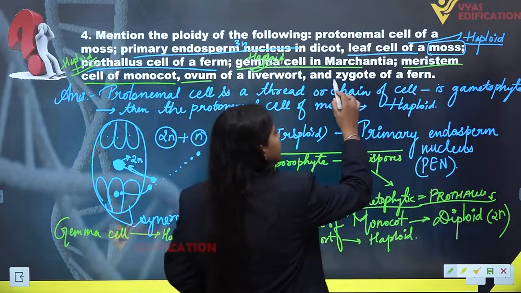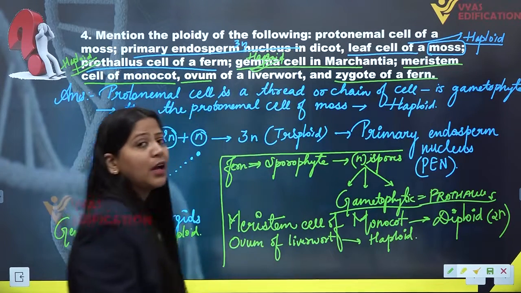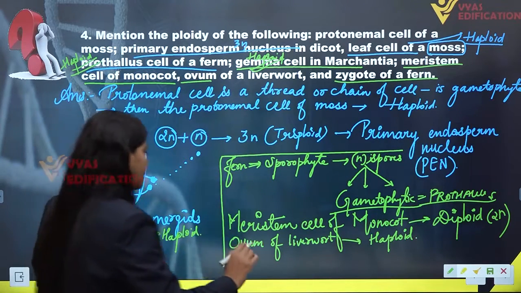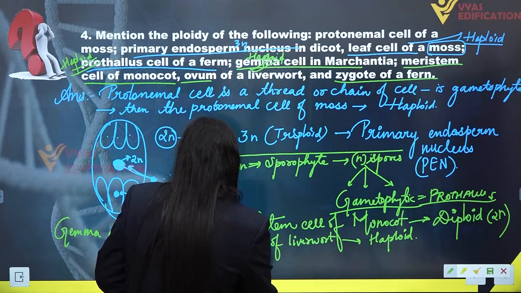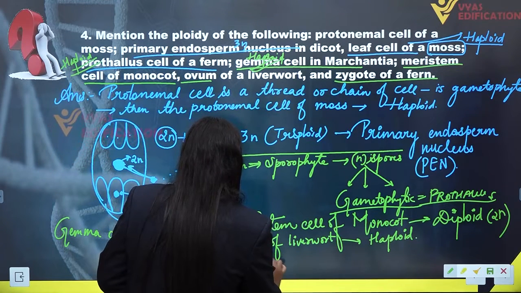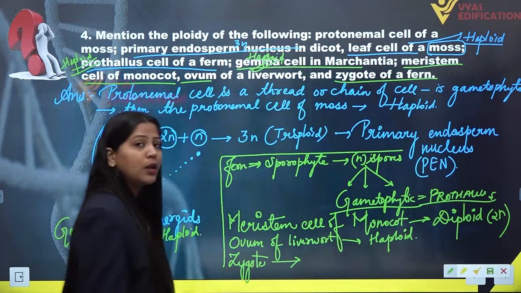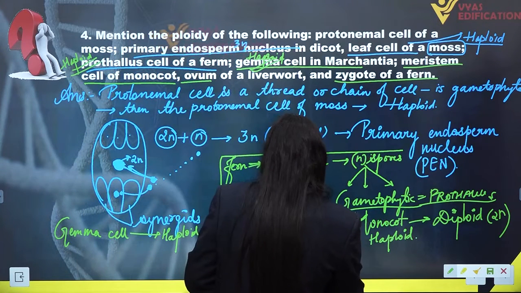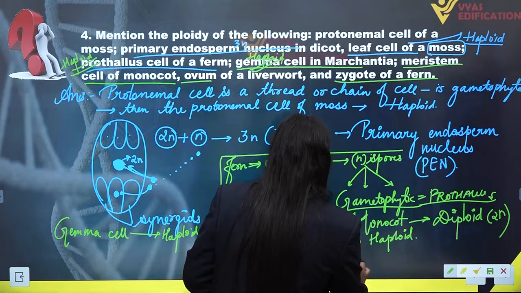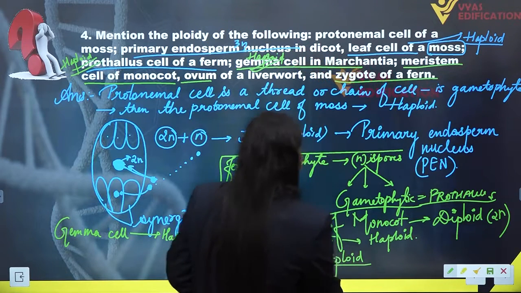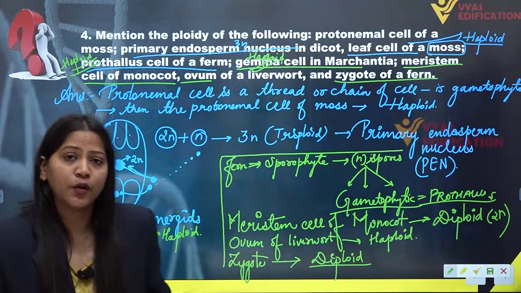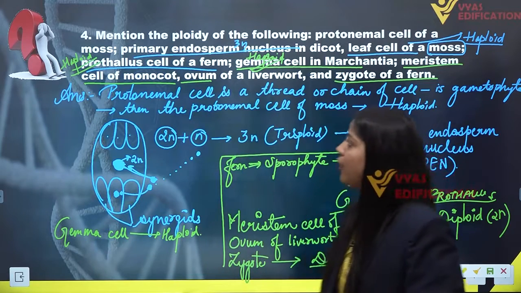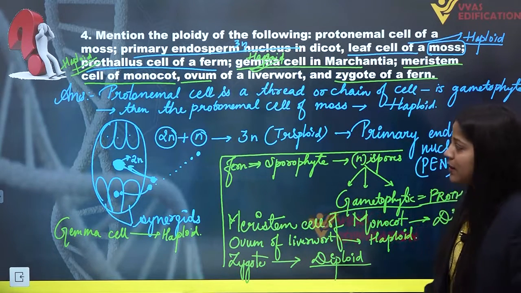Then the last is the zygote of a fern. Zygotes are always diploid. Even in lower plants, if a zygote is forming during sexual reproduction, then zygotes are always diploid, without exception. So we have completed the solution of question 4, and this is the complete answer.